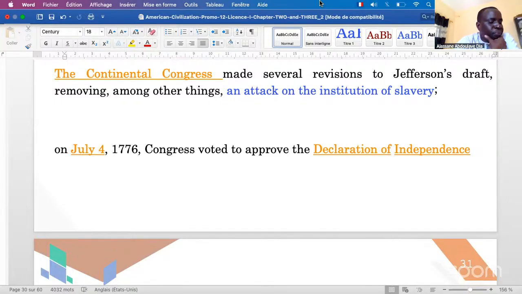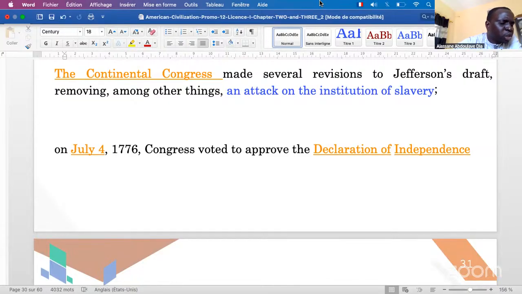Okay, all right, so I repeat. Now we are on July the 1st, 1776. A committee is created, and the committee is composed of 5 men, among whom John Adams, Benjamin Franklin, and Thomas Jefferson. So they are going to write the Declaration of Independence. And you know what is a Declaration of Independence? It is to declare independence.